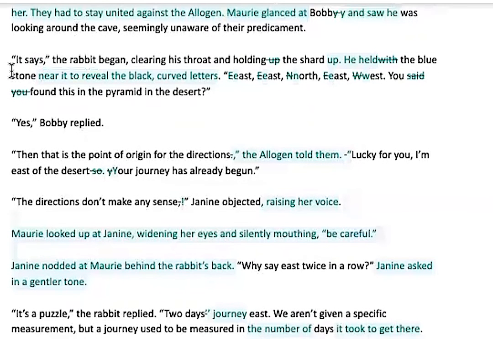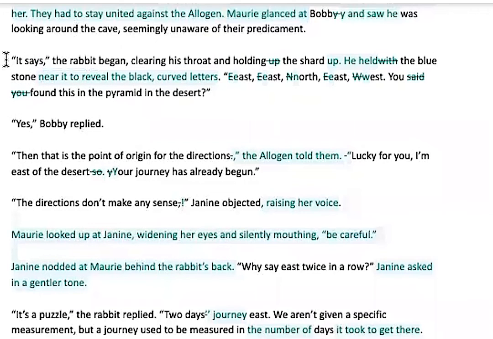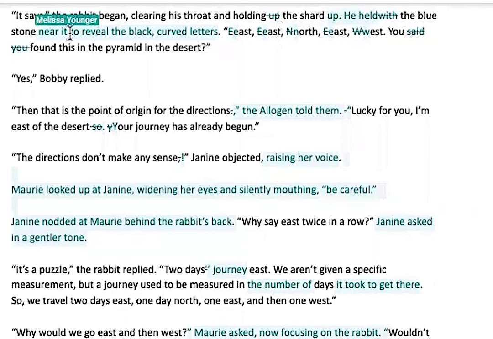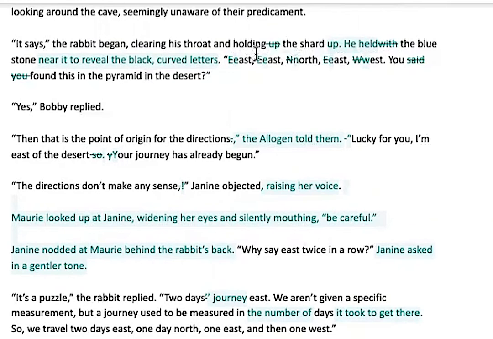It's a limited third person perspective. He held the blue stone near it to reveal the black curved letters. And so I gave a little more description here. I always like to capitalize things like east and west that don't need to be capitalized. The basic grammatical rule is you don't capitalize it unless it's, like, the North Sea, part of a specific geographical location. Here, I'm just talking about the compass directions, so it should all be lowercase.